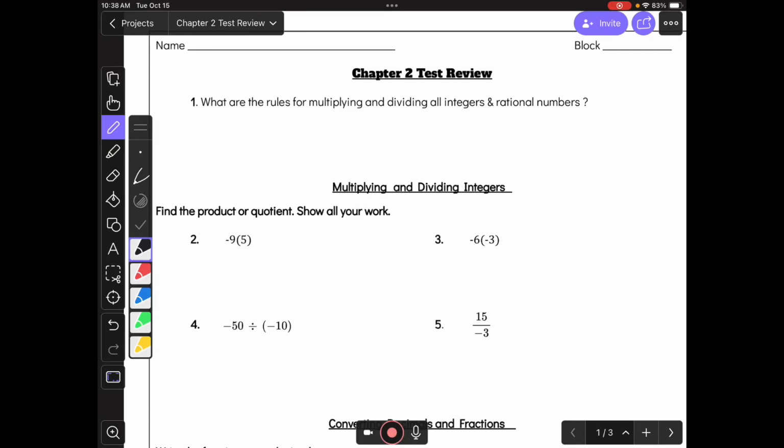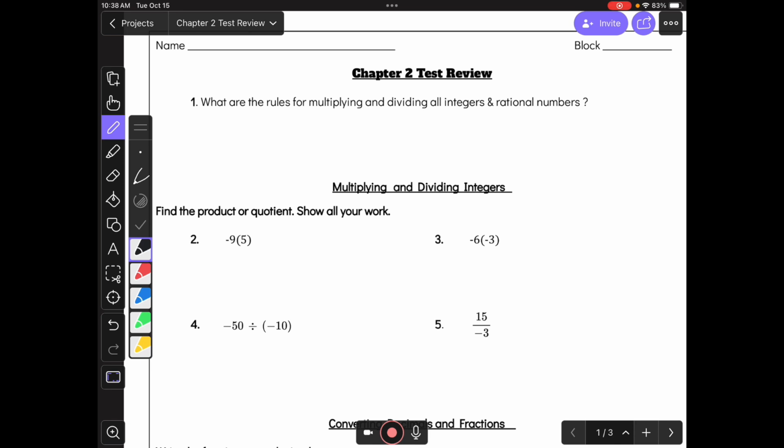Alrighty, this is the Chapter 2 test study guide. We're going to go through all the answers here. Please make sure that you either pay attention and write down, or if you just need this as a way to check your answers, you are doing that. We will go through it now.